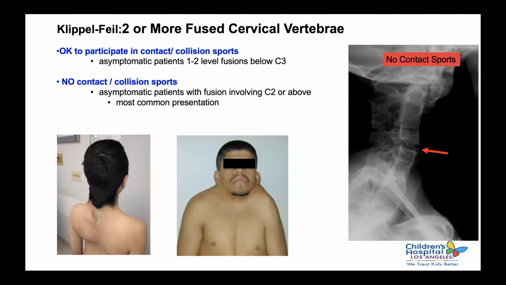And it's okay to participate in sports if they only have 1 or 2 levels fused below C3. If you have a fusion at C2 and above, no collision sports, no contact sports.